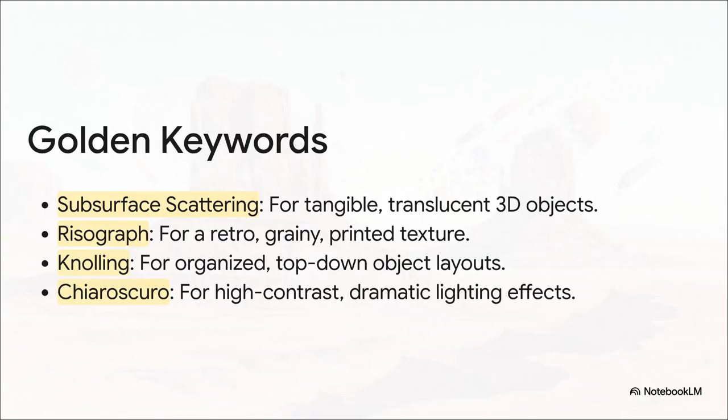If your image feels a little flat, add subsurface scattering to make any 3D objects feel real. If you want a cool retro vibe, use risograph. Need a super organized top-down view of products? Knolling is the word you're looking for. And for instant drama, just add chiaroscuro for that amazing high-contrast lighting.